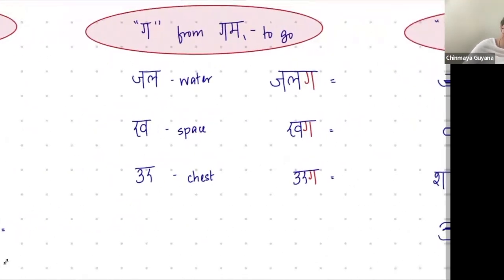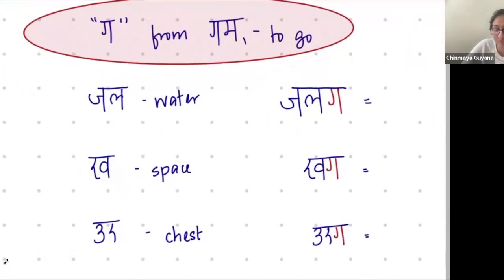Okay, cool. Next one. Gam. Gam is to go. We just saw gam goes to gaccha. Gam is to go. When you see g at the end of words, right? That g suffix, it gives the connotation of going. So if you see a word like jalaga, that will be what? Something that goes in water. Again, like some aquatic creature.